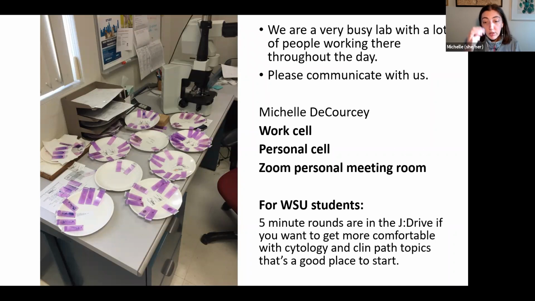For looking at cytologies together, I think Zoom is still going to be the easiest for me, and that's going to be my preference. I think it's easier to look at the cytology over the camera anyway. And for WSU students, don't forget that there are the 5-minute round files in the J drive if you want to get more comfortable with cytology and other ClinPath topics, and that's a good place to start. And so I'll get this posted and have fun on clinics.